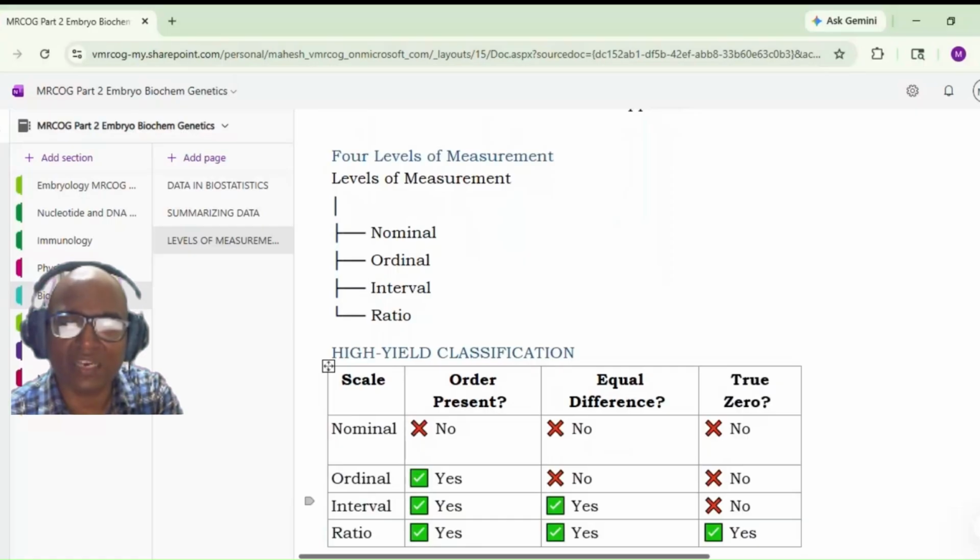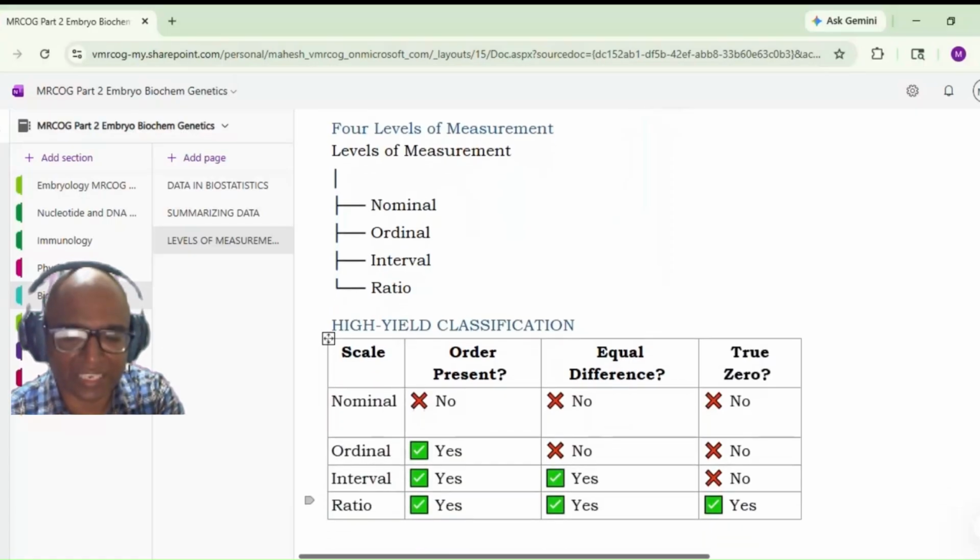Now it comes to the interval and the ratio scale. These two you study together. So in nominal scale there is no order, there is no equal difference, there is no true zero, while ordinal will have order, but equal difference is not there, and true zero is not there. Now the next two are the interval and the ratio. And remember, the ratio is the highest scale. Highest scale means it will have the order, it will have the equal difference, it will have the true zero also.